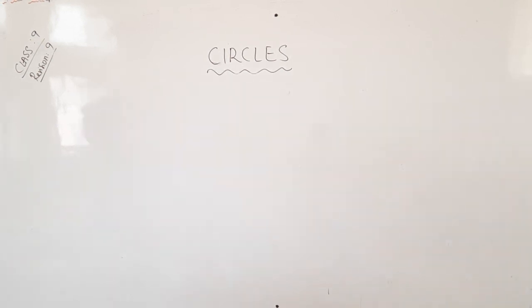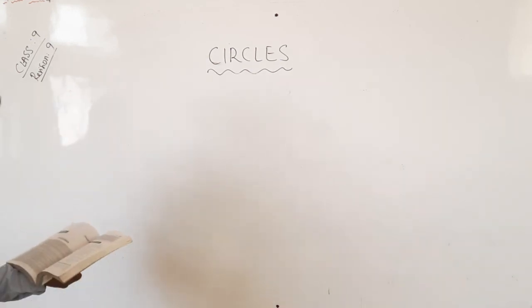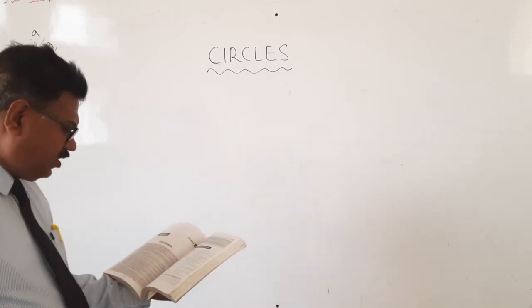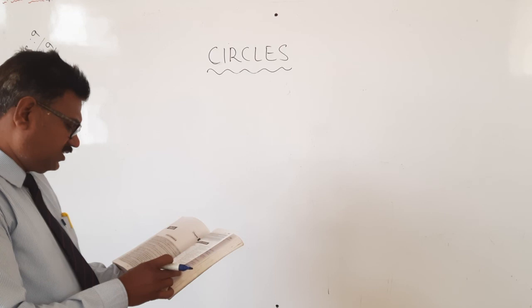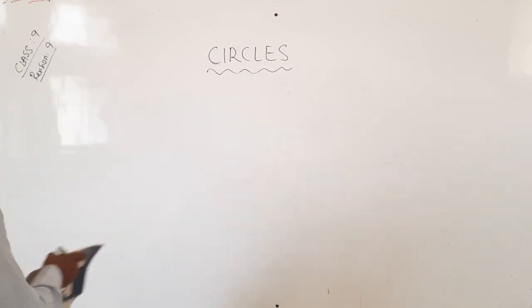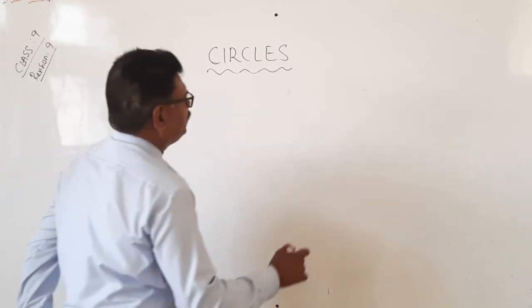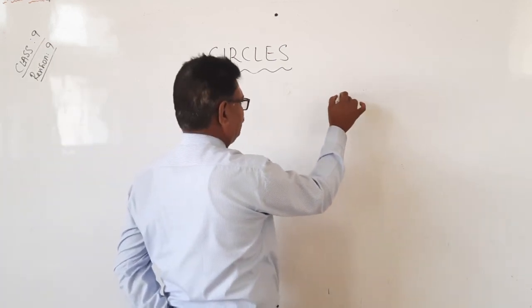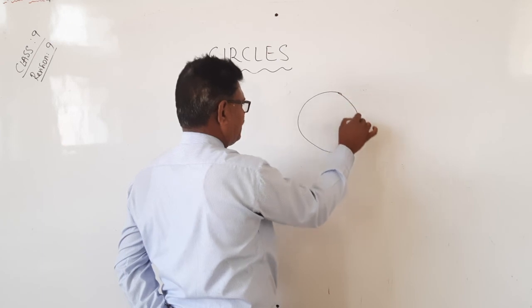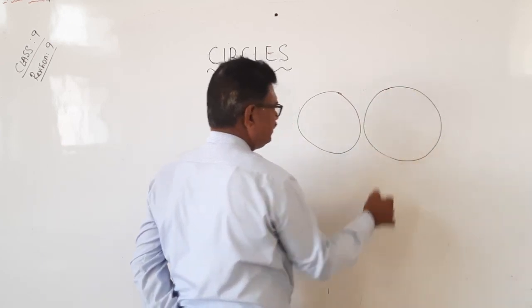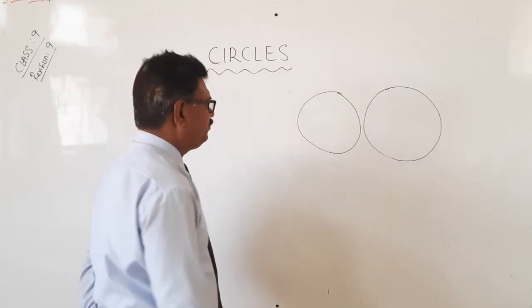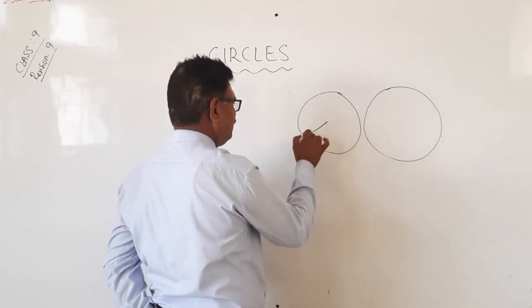Yes, the problem he has given. Recall that two circles are congruent if they have the same radii. Prove that equal chords of congruent circles subtend equal angles at their centers. So this is the problem. Congruent circles means what? Do you know what congruent circles are? Congruent circles means the radius will be same.